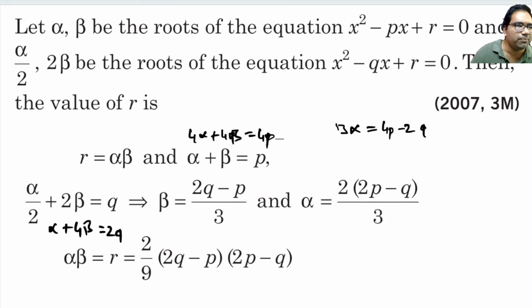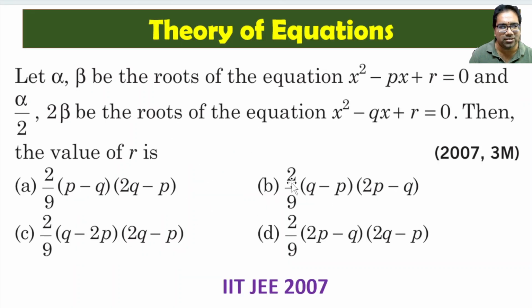Very simple basic problem. We have two equations, alpha plus beta and alpha by 2 plus 2 beta. We just need to solve for alpha, beta, and then the question is about what is the product of alpha beta. We just need to express this r in terms of p and q. That is the question. Right, guys?